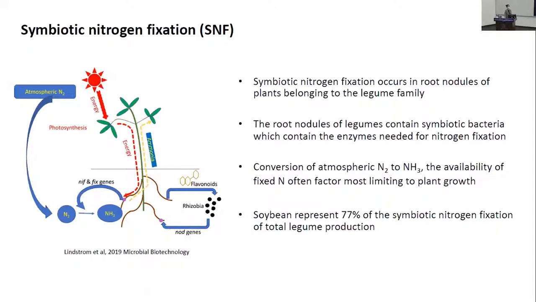Legumes could contribute to symbiotic nitrogen fixation with certain rhizobia in root nodules. And during symbiotic nitrogen fixation, nitrogen is converted to ammonia, which can be used by the plant directly. Among all the legumes, soybean contributes 77% of the symbiotic nitrogen fixation of the total legume production. So soybean is one of the crucial crops to study symbiotic nitrogen fixation.